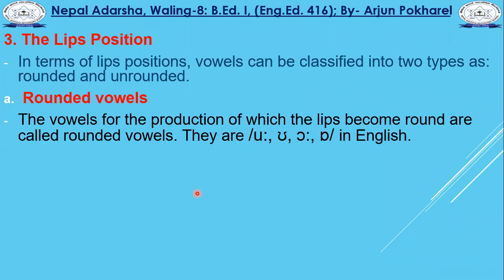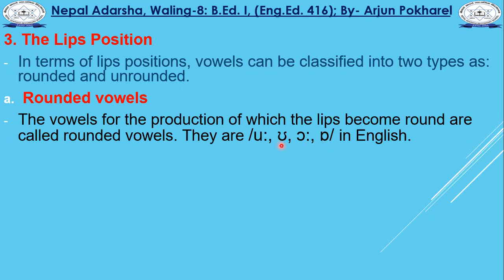Now you can produce this long ooh and short ooh. Long ooh is ooh, and short ooh is ooh only, for example, beauty. And this one is oh. When you say oh, this is long o and this is short o.